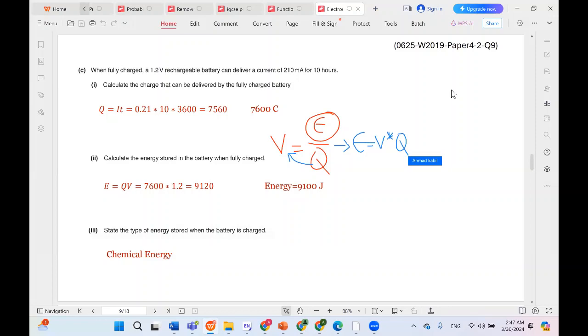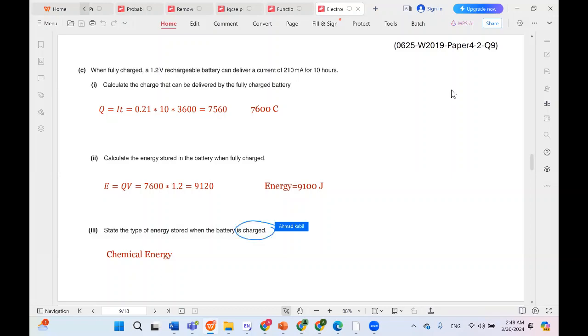And then we simply plug in the values. V is 1.2 volts. It is given in the question here. And Q is the number that we got, which is 7,600. So you multiply these two together in order to get the value of the energy, which is 9,120. And then we approximate to two significant figures. So we get 9,100 joules. In triple I, we are asked to find or to state the type of energy stored when the battery is charged. You should understand that a battery stores chemical energy.